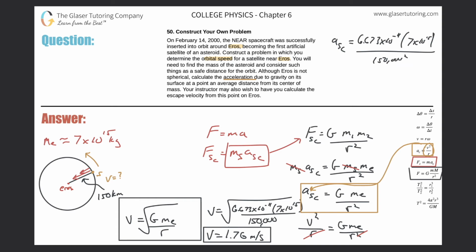150,000 squared. And you can already get a feel for this. I mean, the way the numbers are going to look, it's going to be really small. We have a tangential speed of 1.76, right? It's almost comical. But that's just the numbers I chose randomly. So 6.673 times 10 to the minus 11th times 7 times 10 to the 15th, all divided by 150,000 squared.